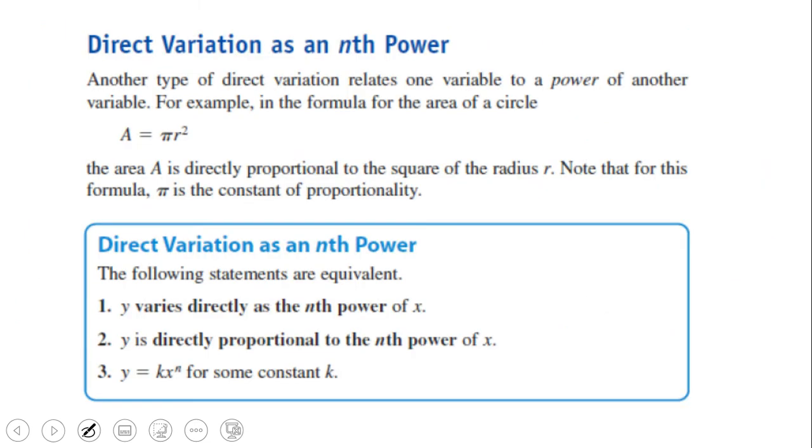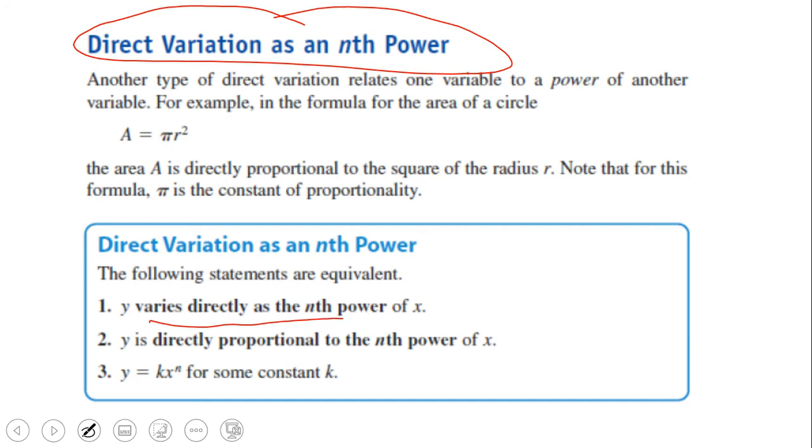Let's say that it is not direct variation, or at least not just direct variation. Here's the second type. You can have direct variation as an nth power. So that still means that it's direct variation, but instead of just being linear, it could be anything. So again, here are the buzzwords: varies directly as the nth power, directly proportional to the nth power, and the magic equation that you're always going to use is y equals k times x to the n. So again, the main difference between this formula and the previous formula is now you're allowed to have an exponent.